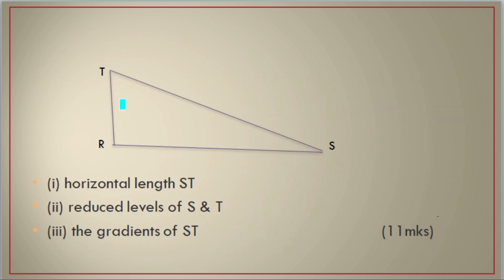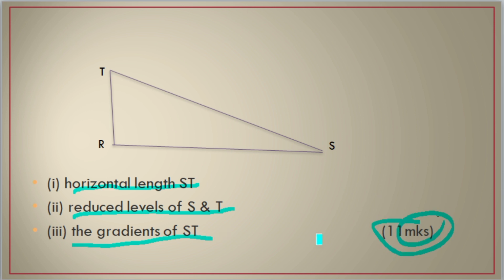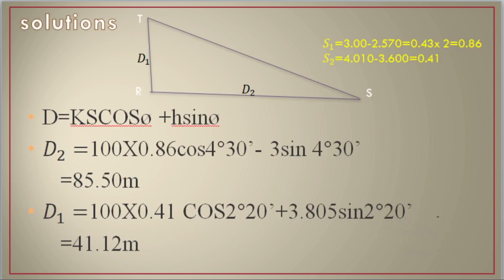The question continues. This is just an illustration that was shown on the paper of the right angle triangle. Part 1: calculate the horizontal length of ST, then calculate the reduced levels of S and T, and lastly calculate the gradients of S and T, a total of 11 marks. This is a good question for us to tackle and see what we can do. Let's continue on in this solution.